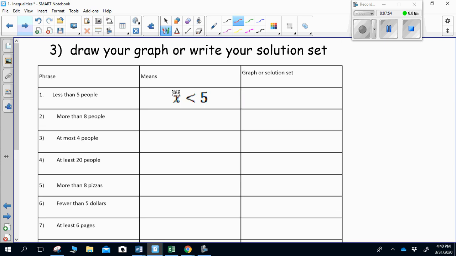And then the third thing you're going to do is you're going to draw your graph or write your solution set. So remember, if it is discrete, you're just going to write your solution set. If it's continuous, you're going to make a graph. All right, so let's talk a minute about graphs.